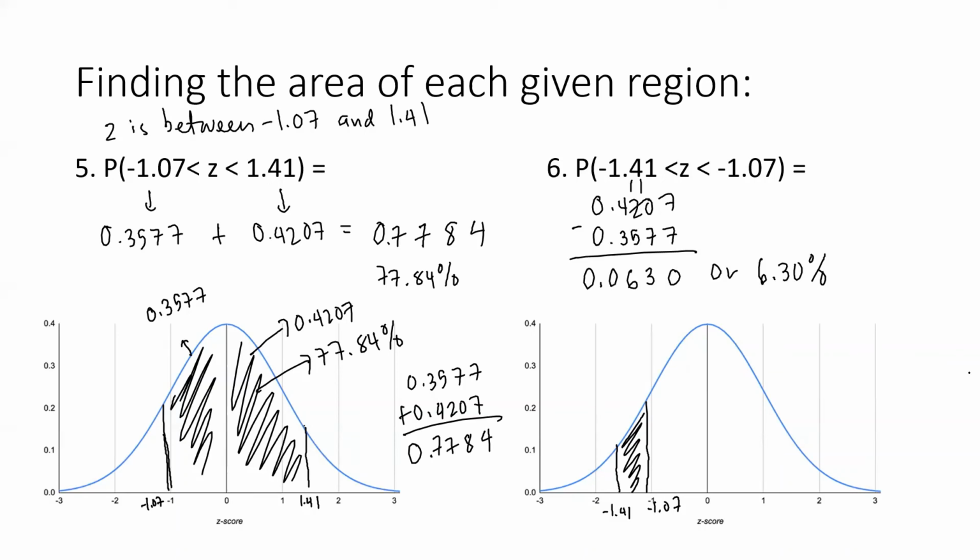Keep in mind that if z is between a negative value and a positive value, we are going to add both areas that correspond to the respective z values. However, if z lies between z scores that have like signs, whether both positive or both negative, we're just going to subtract because they lie in the same portion.